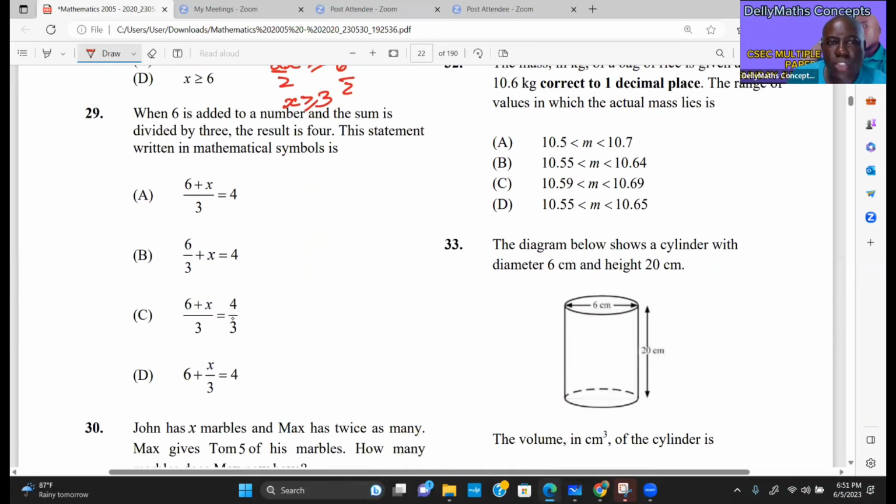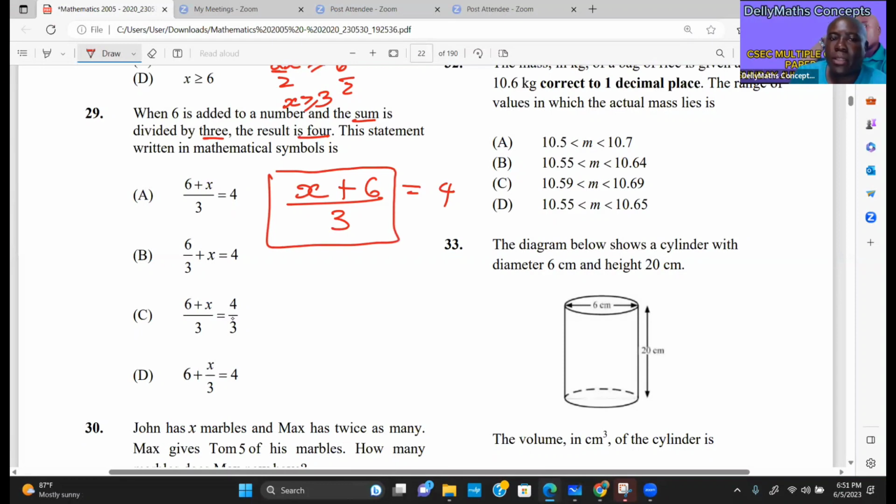When 6 is added to a number and the sum, keyword, is divided by 3, the result is 4. So you have to think, when 6 is added, you can put it at the front or back, the sum. So you have to draw the line over everything. The sum is going to give you 4, but the result of that divided by 3, this is the crucial part, the sum of it. So you're looking for anything like this.